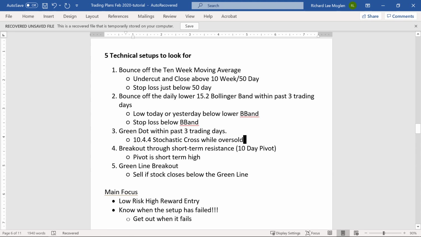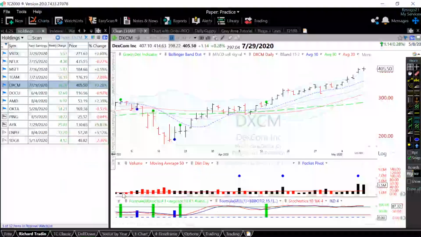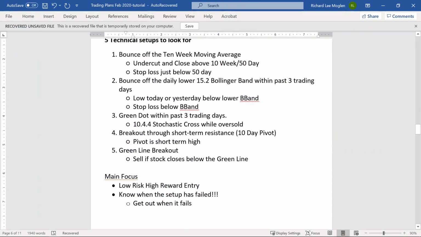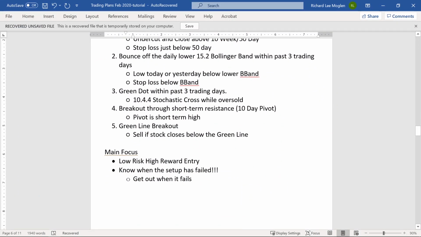And for each of these, I'll be going through in depth, and I'll also be using charts of prior trades to explain how I actually use them on the day. And big picture, the main focus of these is to establish a low risk, high reward entry where you know when the setup has failed.